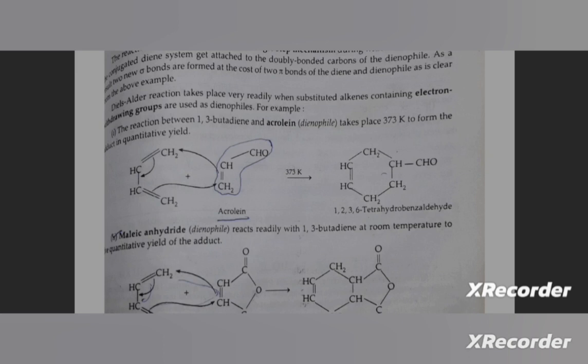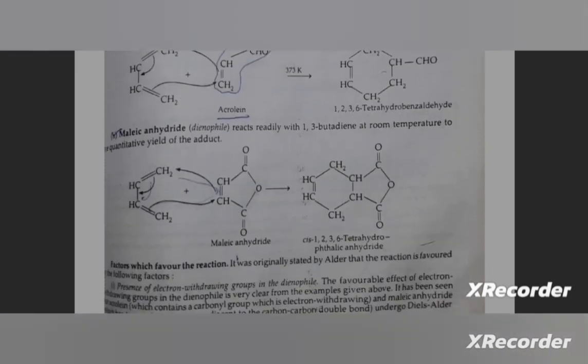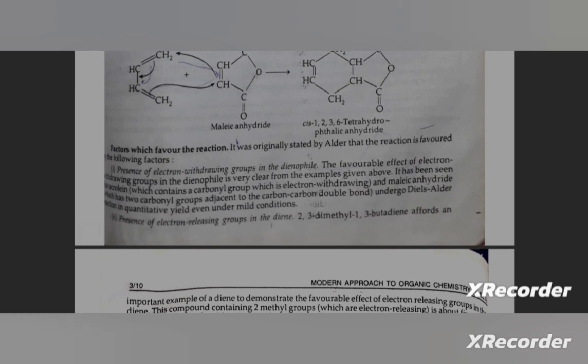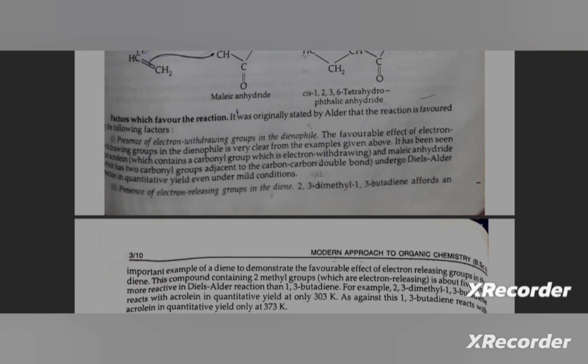Diels-Alder reaction takes place very readily when substituted alkenes containing electron withdrawing groups are used as dienophile. For example, number 1, reaction between 1,3-butadiene and acrolein, that is the dienophile, takes place at 373 Kelvin to form adduct in quantitative yield. Number 2, maleic anhydride, that is also a dienophile, reacts readily with 1,3-butadiene at room temperature to give quantitative yield of the adduct.